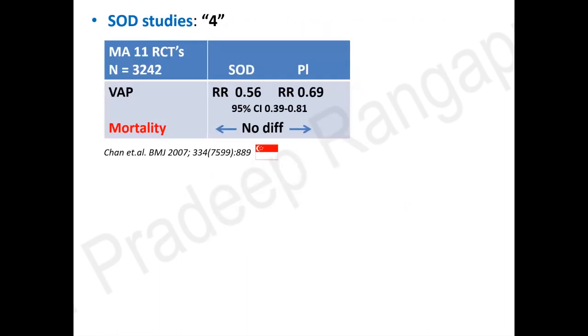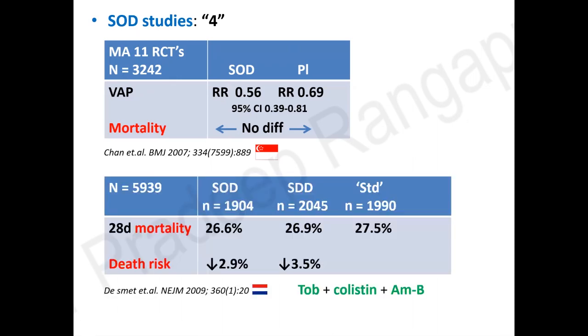So let us look into whether there is any evidence for this. This was a good study, a meta-analysis from Singapore in 2007, of 11 randomized controlled trials with 3,242 patients. They compared a group which got selective oral decontamination versus placebo. VAP rates were significantly less in the group which had oral decontamination, or oral sanitization. But this did not have any bearing on the mortality difference between the two groups.